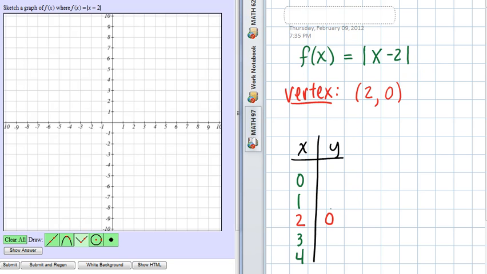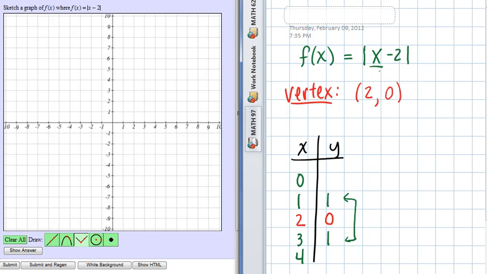I always like to make a table of values to do some checking here. So the first thing I did is I put in the middle of the table the vertex, and then I chose x values that are less than 2 and greater than 2. So I'm going to just test out a couple values here. If I put a 1 in for x, it's going to say the absolute value of 1 minus 2 is -1, but the absolute value of -1 is 1. Now, because this is symmetric, if I put in a 3, I should get the same answer out. If I put in a 3 for x and subtract 2, I get the absolute value of +1, which is 1. So I get this reflection.